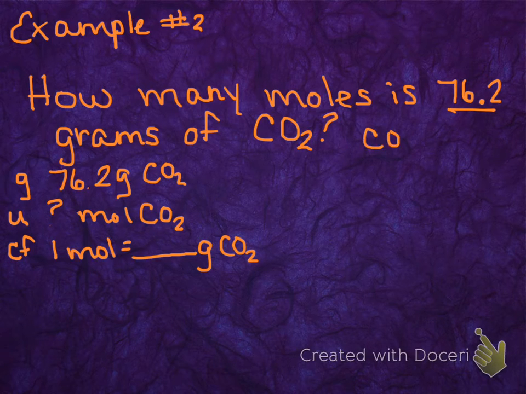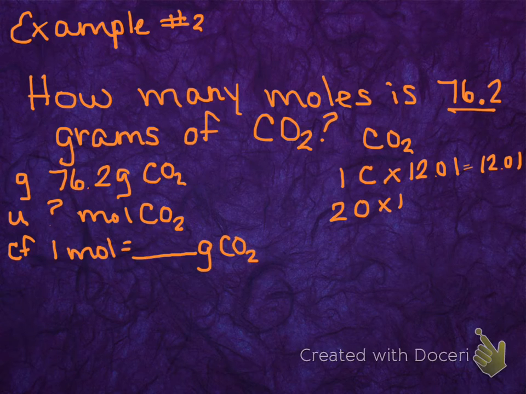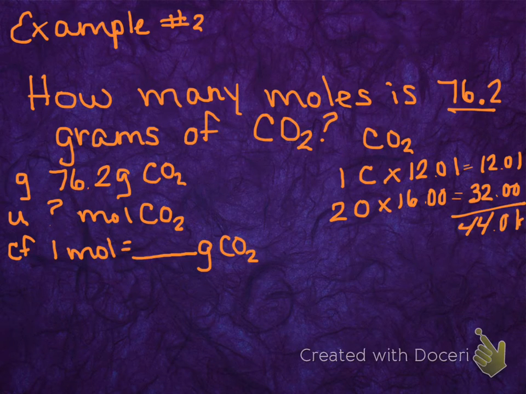So if we've got carbon dioxide, we've got 1 carbon. If you look at your periodic table, the mass of carbon is 12.01. And then we've got 2 oxygens. The mass of oxygen is 16. So we add those together, we're going to get 44.01 grams per 1 mole. So 44.01 grams is equal to 1 mole of carbon dioxide.